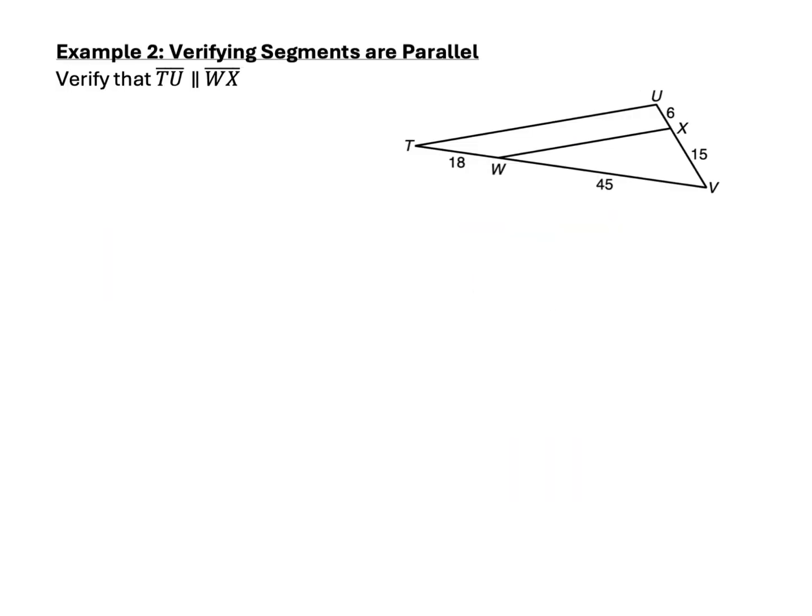For this next example, we're going to verify that the segments are parallel. So to do that, we're going to need to use the converse of the triangle proportionality theorem. If we can show that this piece right here, XW, divides the sides of the triangle proportionally, that will prove that they're parallel. So let's start by checking some ratios.